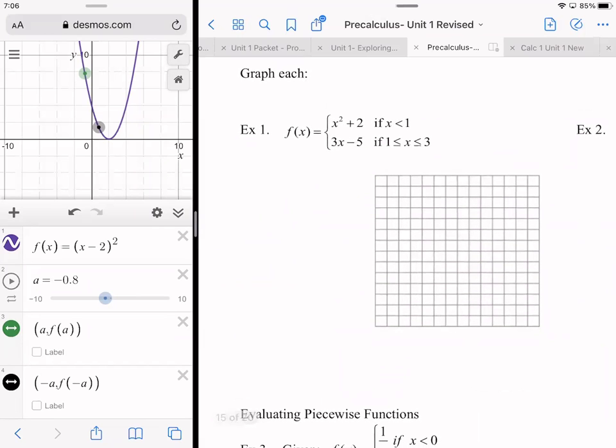So we have two pieces to this function, right? A piecewise function is exactly what it sounds like.